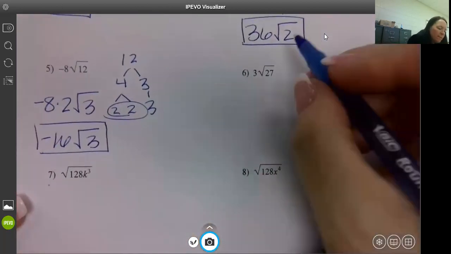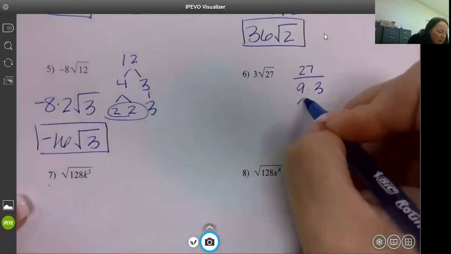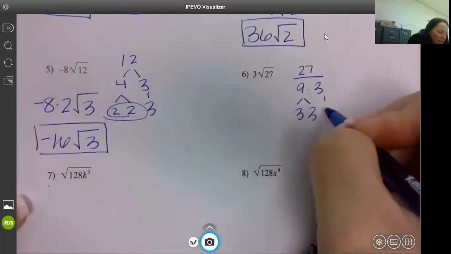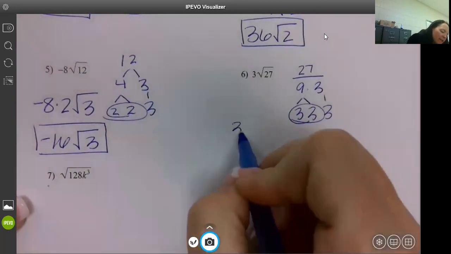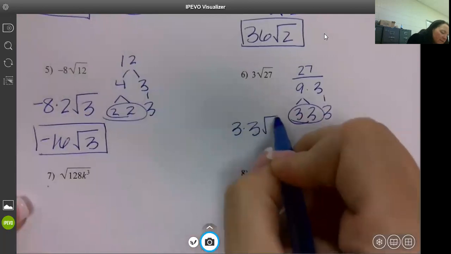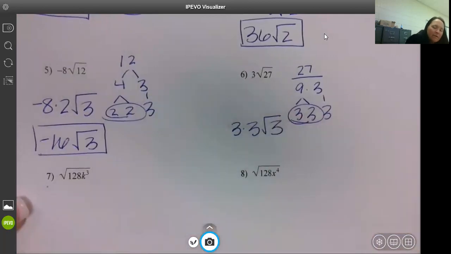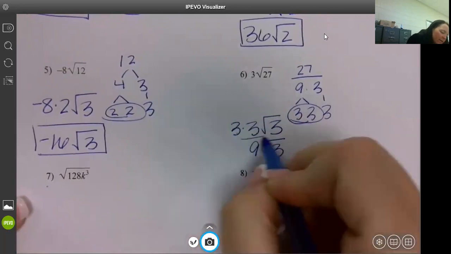Just a few more. 27 is 9 times 3. 9 is 3 and 3. Break down my other 3. I have a pair of 3s. I already had a 3 outside from right here. I circled 3s and I left a 3. 3 times 3 is 9. Square root of 3.